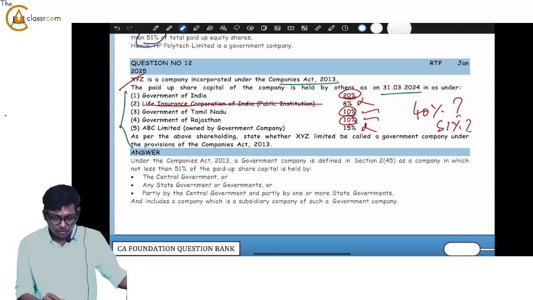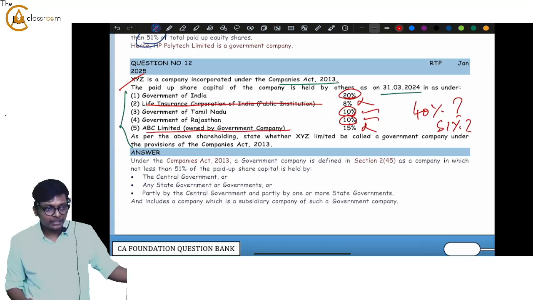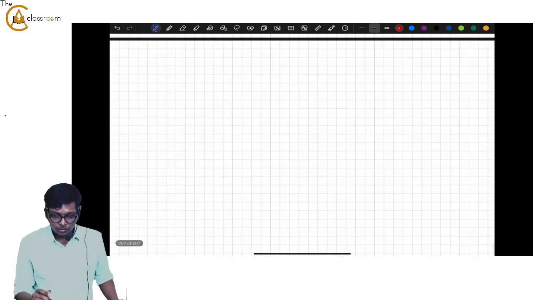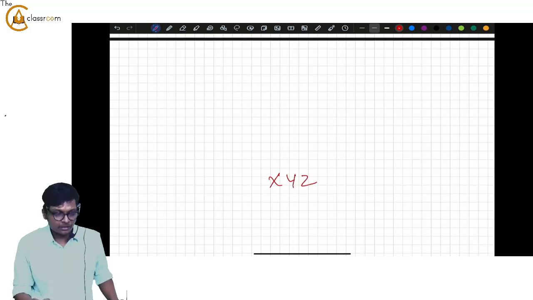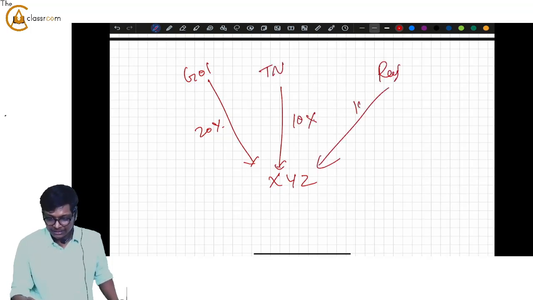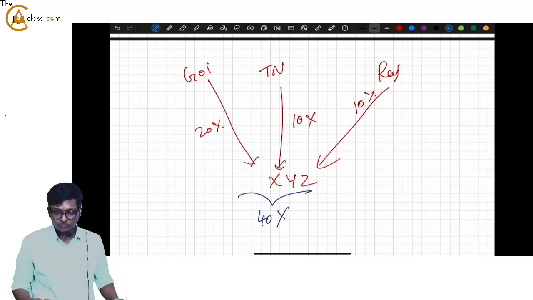Owned, ABC owned by a government company. Correct. Now, if I have to discuss like that, look at this. In XYZ, the Government of India has 20%, Tamil Nadu government has 10%, Rajasthan has 10%. Cumulatively, you have this.